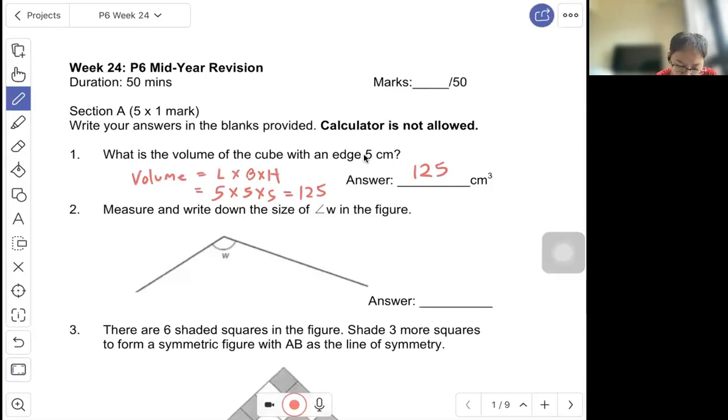Next, question 2. They say measure and write down the size of angle W in the figure. Your scale and my scale may be different. However, the answer must be greater than 90 degrees. So make sure your answer is greater than 90 degrees. If it's smaller than 90 degrees, that means your answer is wrong. Based on my screen, I will measure and I get 128 degrees.